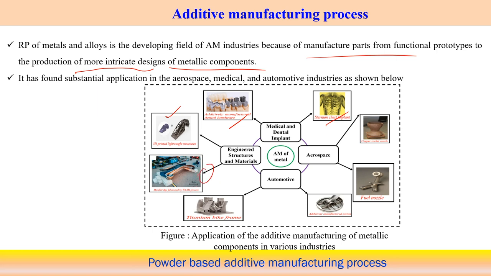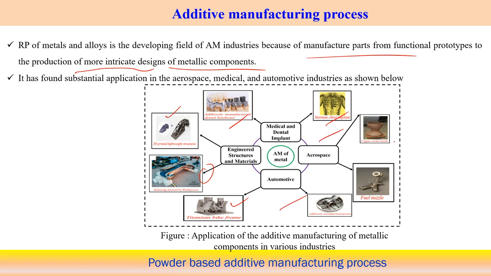In the automotive industry, we can manufacture a titanium bike frame. If you see from this figure, the structure is actually very complex. Now if you want to manufacture this using the conventional manufacturing process, then we have to make the different parts, and then you have to think about how to assemble all these components. But in the additive manufacturing process, we can use only one system, one manufacturing process, and we can manufacture the whole component. So that is the advantage of the additive manufacturing process as compared to the conventional process. Very complex components can be designed and manufactured using additive manufacturing technology.